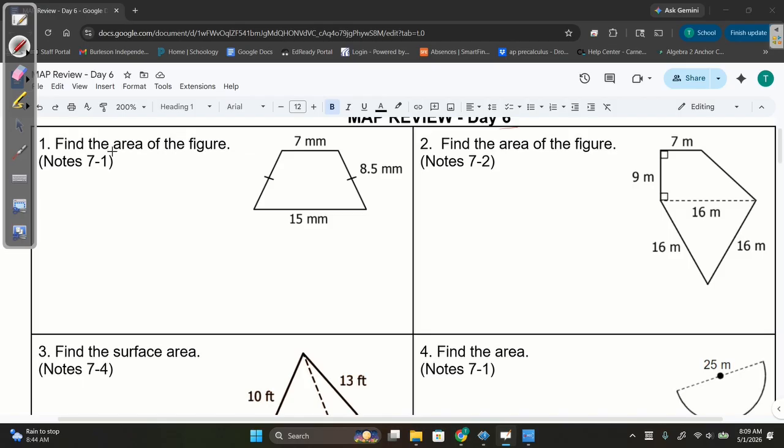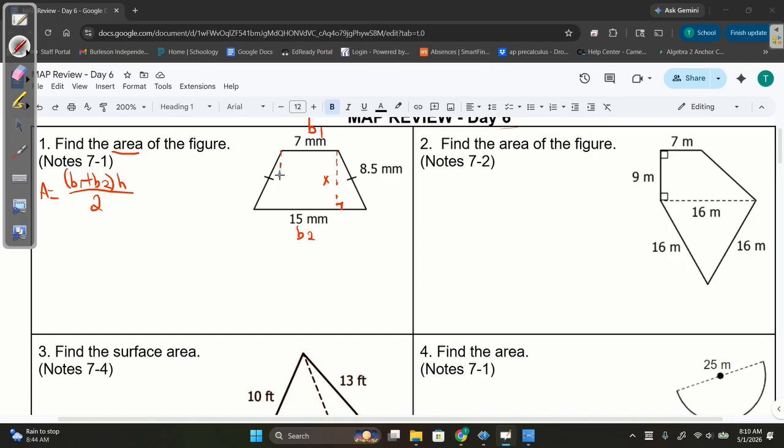Number 1 says find the area of the figure. Well, this shape here is a trapezoid. So the area of a trapezoid is base 1 plus base 2 times the height. My base 1 and base 2 are here and here. However, this 8.5 is not my height. My height always makes a 90-degree angle with the base. So I don't have it yet.